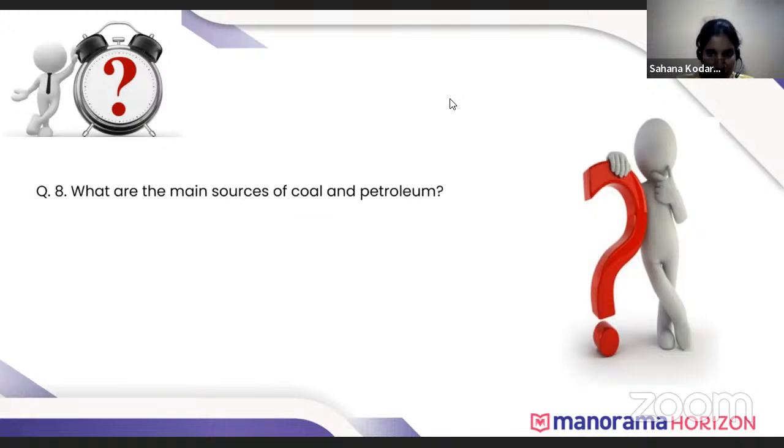Dead remains of animals and plants. Okay. But for coal and petroleum it is different. It is correct, but where is the source? From where? Anna. From sea, that is for petroleum. Yes, Anna. So wetland or lake. Okay, let's see the answer.